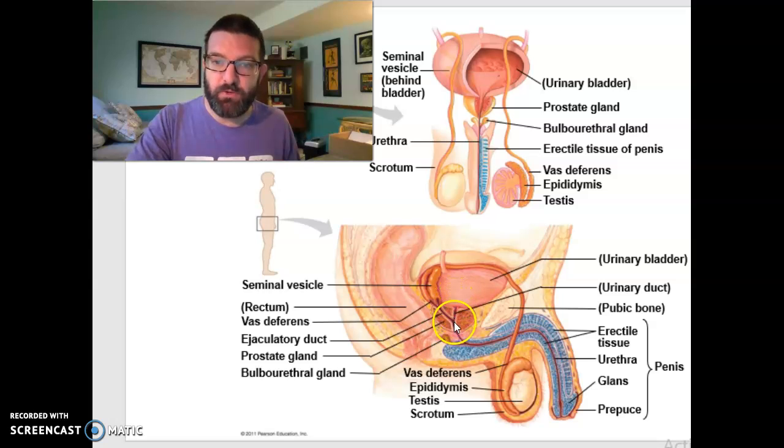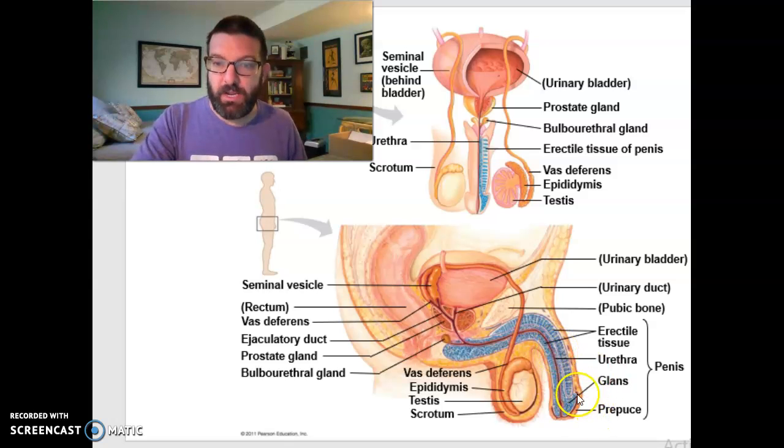And this urethra comes through here. It's called the prostatic urethra up here in the prostate, membranous urethra in between the prostate and the penis. And in the penis, it's called either the penile or the spongy urethra because it's in this spongy erectile tissue. And then on the way out, there you go.